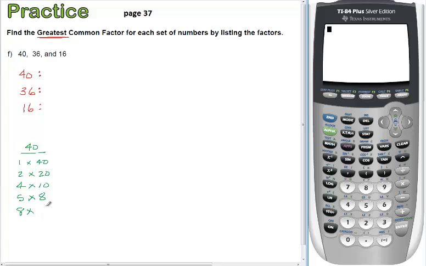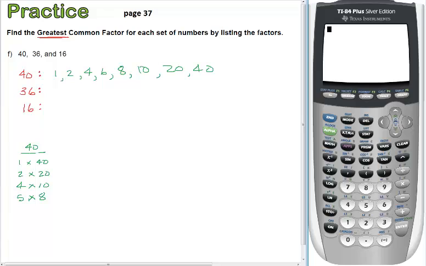Try 8. Oh, 8 times 5. Well, look, we already have that pair. So now you're starting to repeat. And once you repeat, you're done. So we've done our complete factor pairs. Then we just list them in order from lowest to highest. So let's go back up and list our factors. For 40, the factors are going to be, of course, 1, 2, 4, 5, 8, 10, 20, and 40.